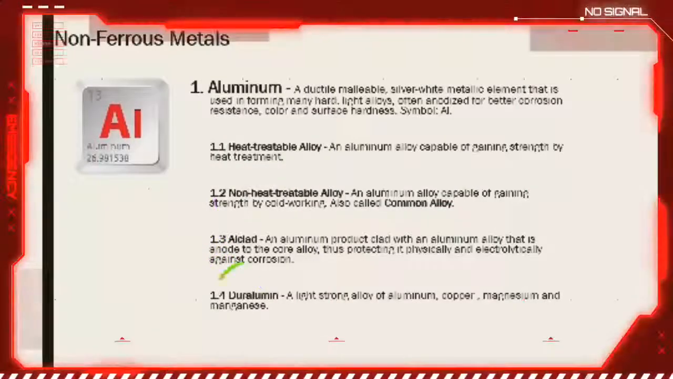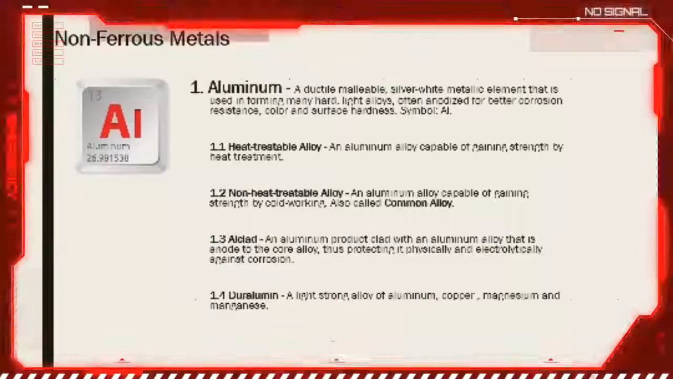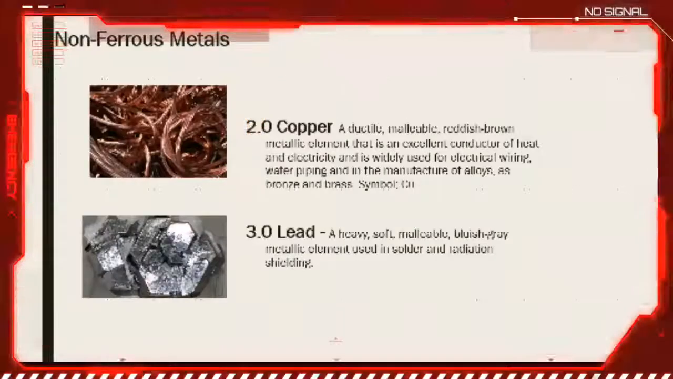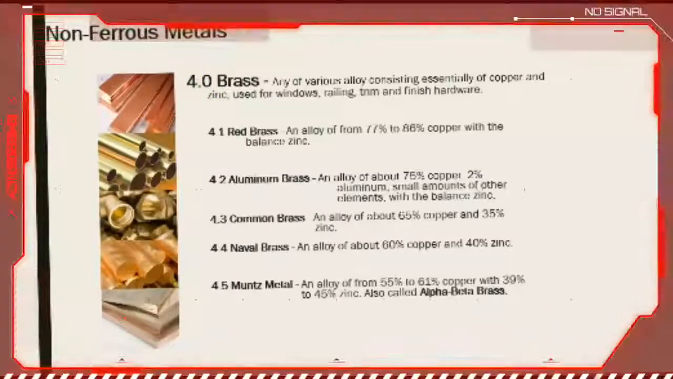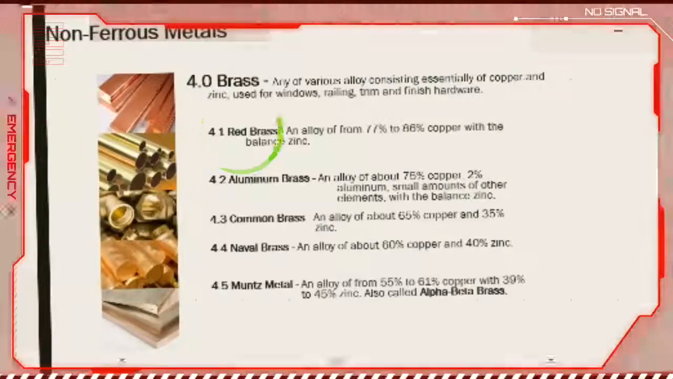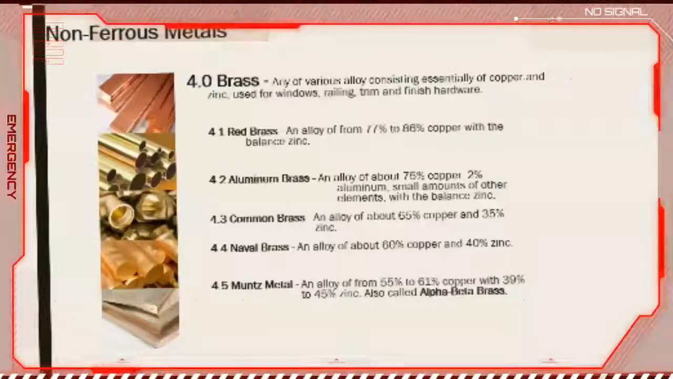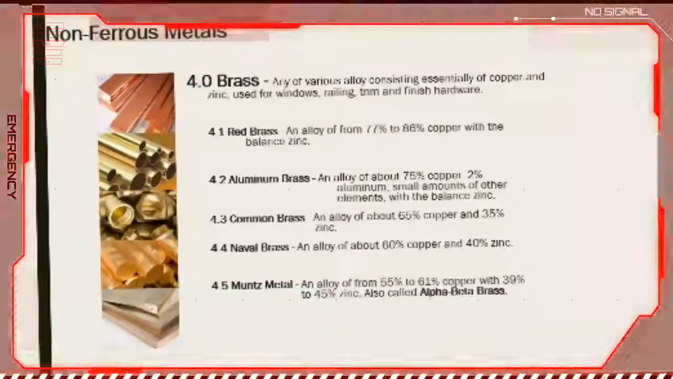Alclad, duralumin, a light strong alloy of aluminum, copper, magnesium, and manganese. Next is copper. Next is lead. Next is brass. Under brass is first red brass, an alloy from 77 to 86% copper with the balance zinc.